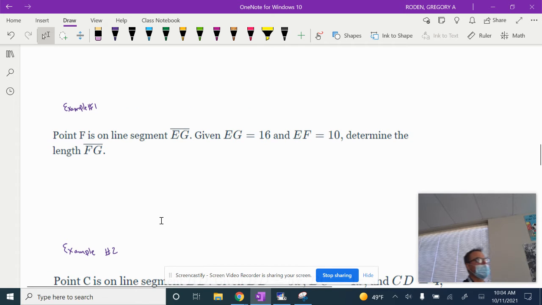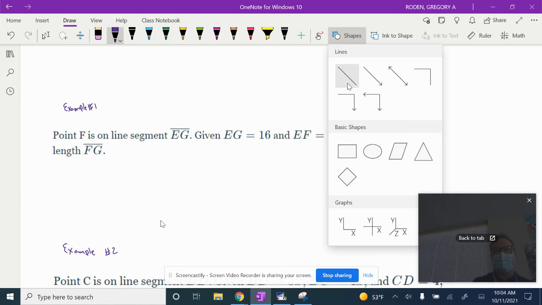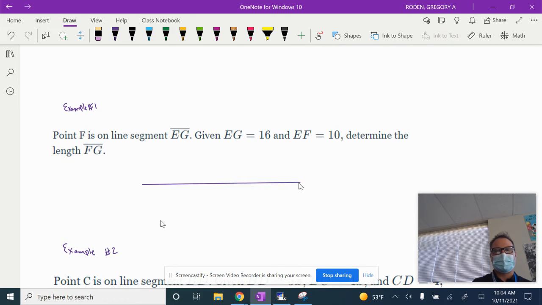So here we go. It says point F is on a line segment EG. Given that EG is 16 and EF is 10, determine the length of FG. Okay, so the best way is I want you guys to go ahead and draw a segment. So I got this segment here, just a segment at random.